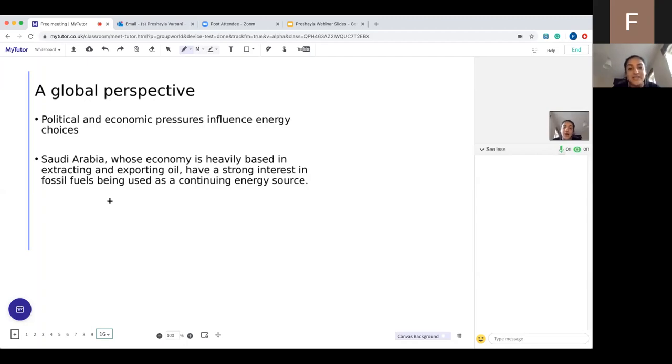So they are obviously rooting for fossil fuels because that's what's keeping them in business. They're extracting the oil, they're exporting the oil, and we're burning it and creating energy. So they have a vested interest in burning fossil fuels, no matter how much it damages the environment. They definitely want fossil fuels to be continued into the future and constantly be used as an energy source.